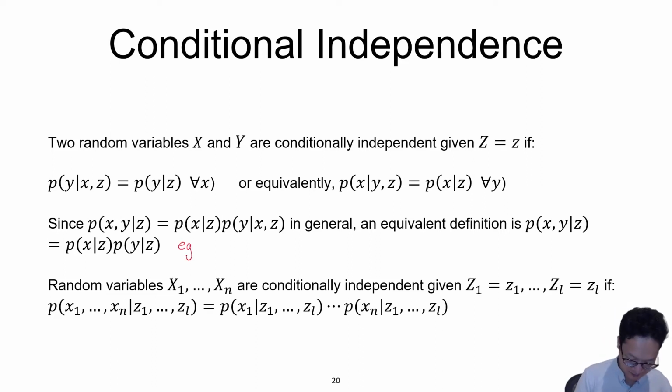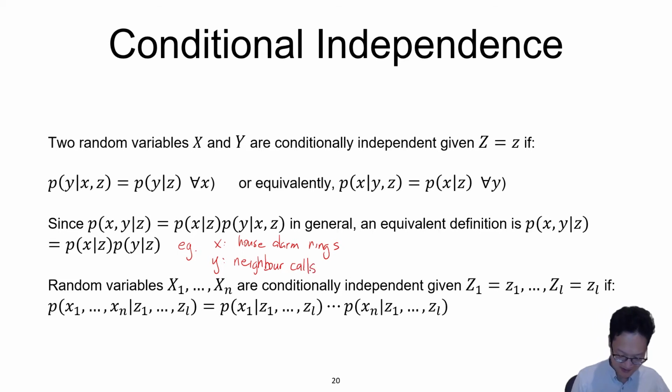So for example, x: house alarm rings, y could be neighbor calls, and then z could be burglar in house.